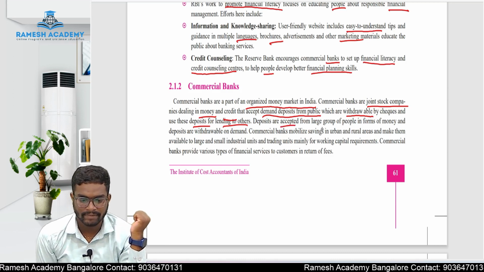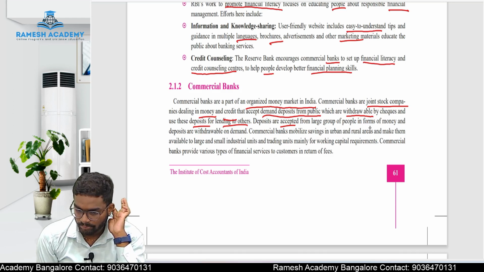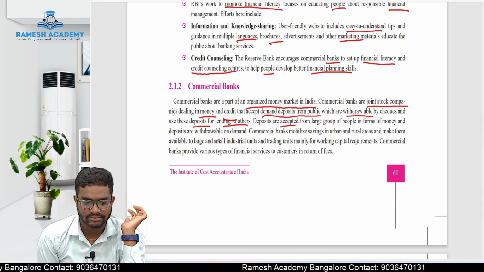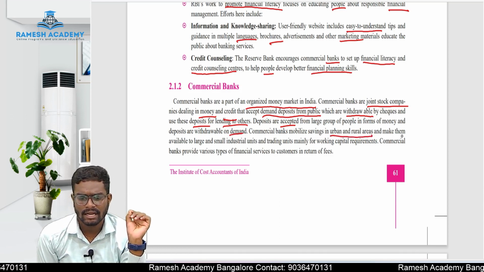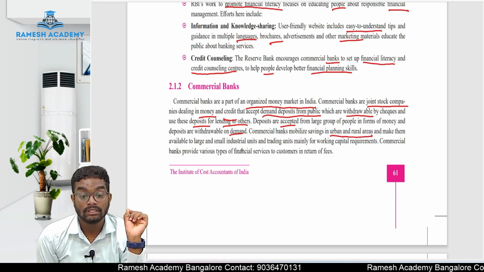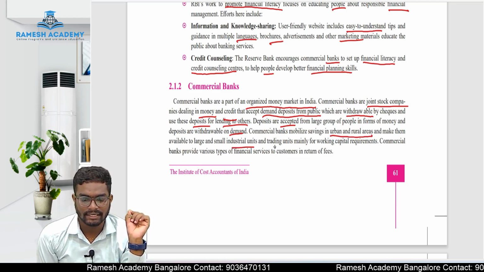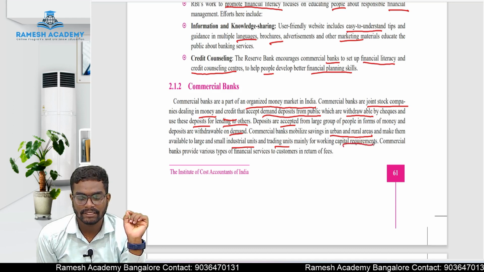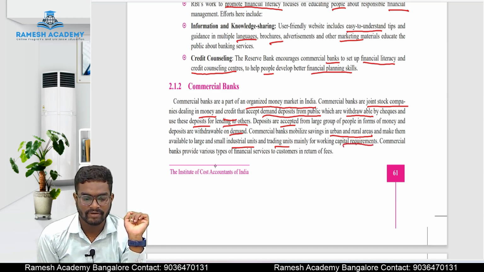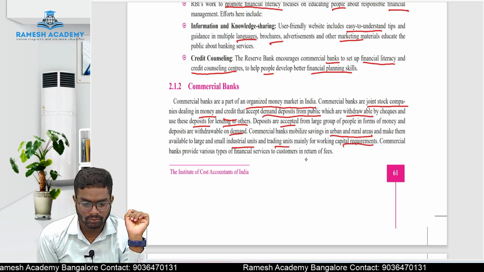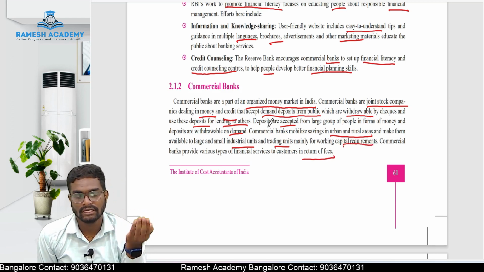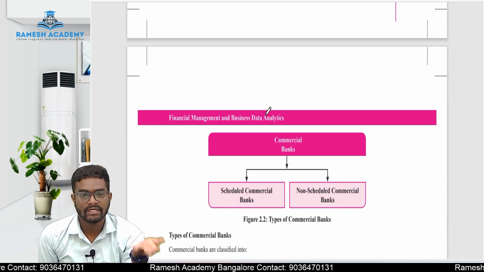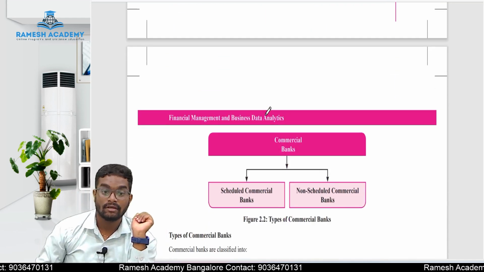Deposits are accepted from a large group of people in the form of money, and deposits are withdrawable on demand. Commercial banks mobilize savings in urban and rural areas and make them available to large and small industrial units and trading units, mainly for working capital requirements. Commercial banks provide various types of financial services to customers in return for fees. If the bank gives a loan, they'll ask for interest. If they're doing any other services, they'll ask for fees.